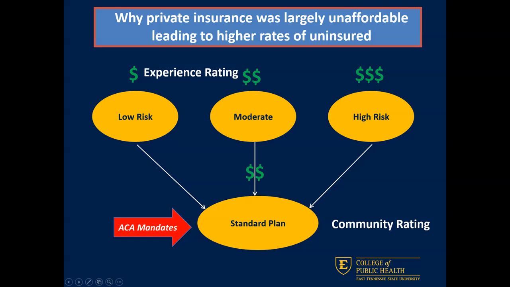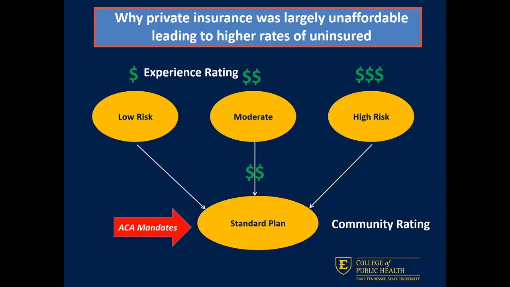So we're trying to get a lot more people to participate from this low risk category. We're trying to get a lot more people to participate and work in this community rating standard plan setup. And you can see the cost here is trying to spread out between these three categories. So low risk are going to pay more, high risk are going to pay a little bit less, and then moderate still right there in the middle.